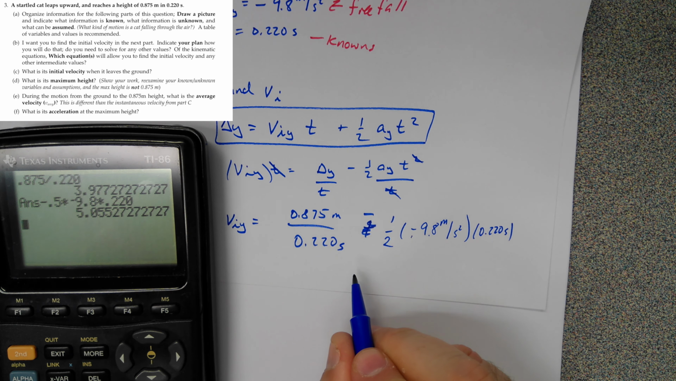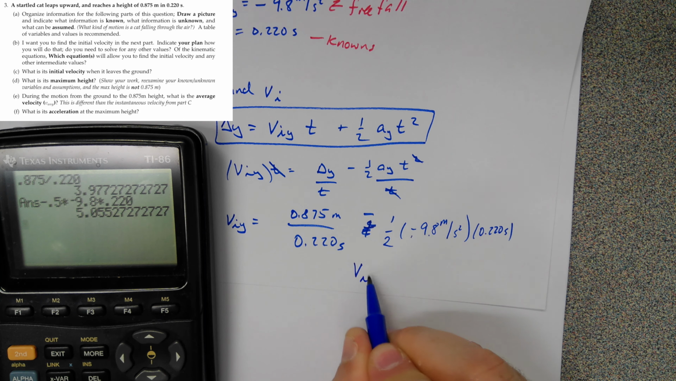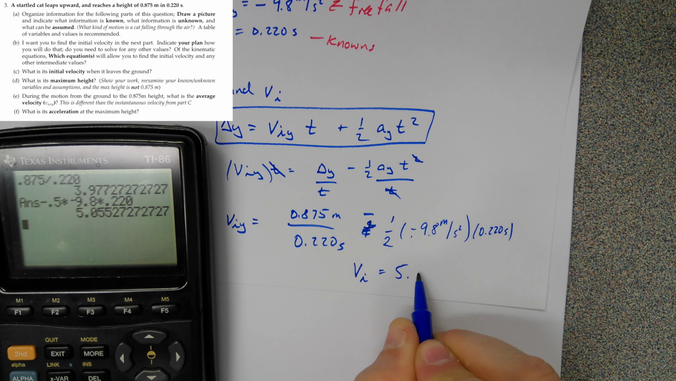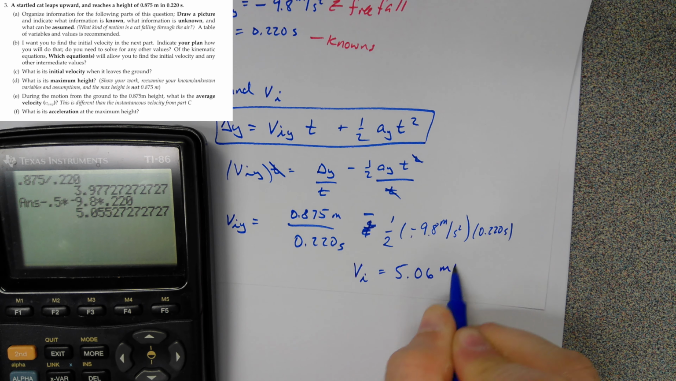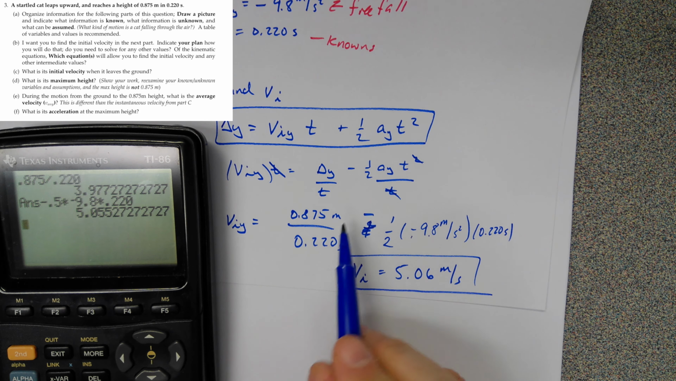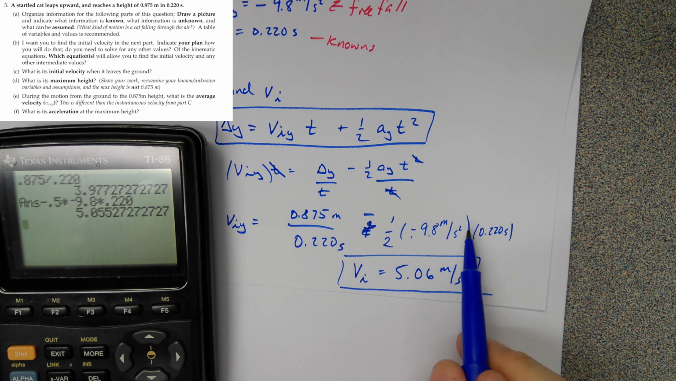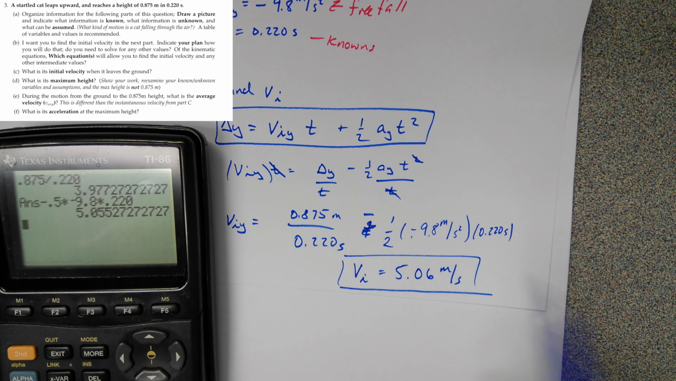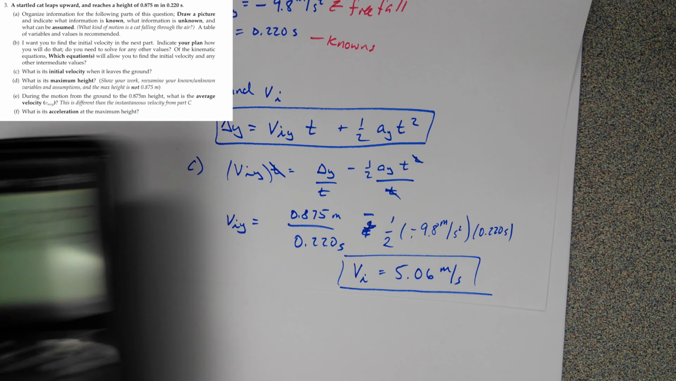And so we calculate, and we get a v initial of 5.06 meters per second. We check that this term has units of meters per second. In this term, the seconds cancel, so that has meters per second. So it works. It's velocity, everything's good. So that's our part C.